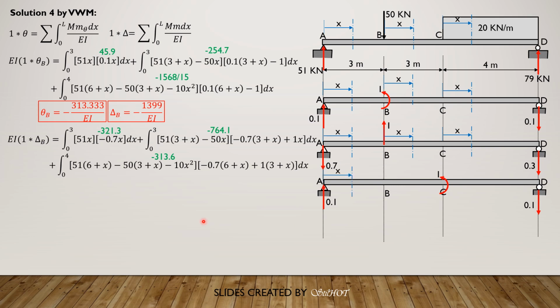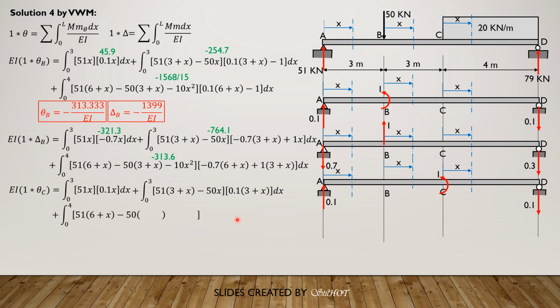Then EI times quantity 1 times theta C, same segment, equals integral of quantity 51x times 0.1x dx plus integral of 51 times 3 plus x minus 50x times quantity 0.1 times 3 plus x dx. Then the last is integral from 0 to 4 of quantity 51 times 6 plus x minus 50 times 3 plus x minus 10x squared. Then for the small moment, times quantity 0.1 of 6 plus x, then minus 1, dx, because it is this section here.